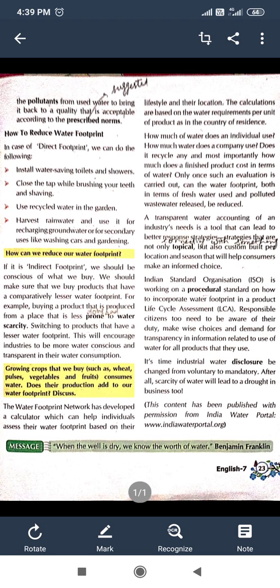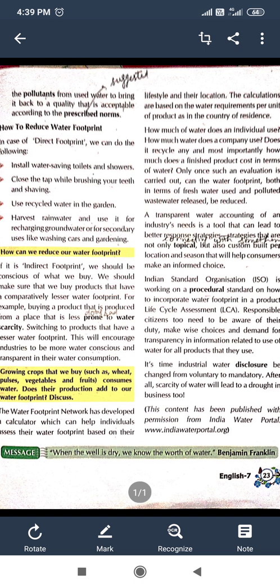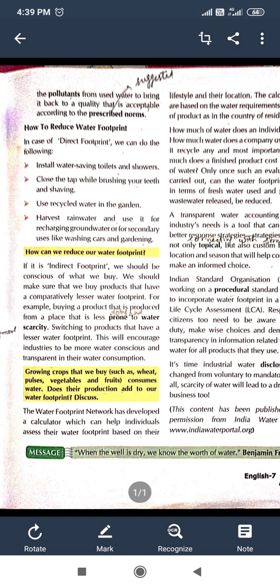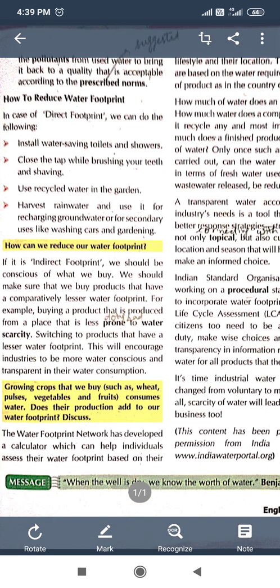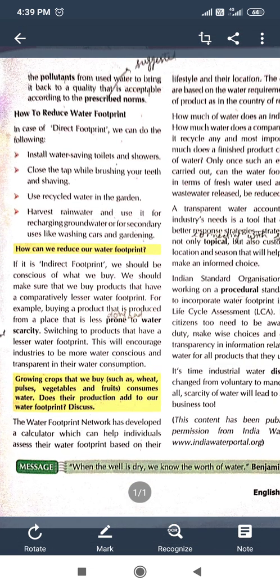If it is indirect footprint, means how we can save water indirectly, we should be conscious of what we buy. We should take care what we are buying. The things which we are buying, if they consume too much water, then we should not buy them. We should make sure that we buy products that have a comparatively lesser water footprint. Means we should buy those things which consume less water.